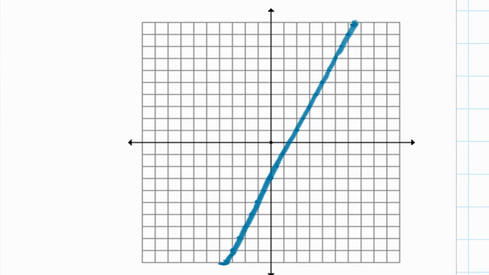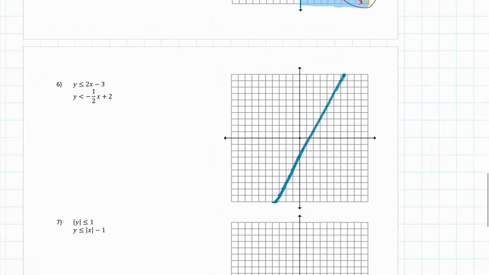There we go. Okay, then y is less than negative 2x plus 2. Let's go ahead and shade this line first. I might lose track of this. y is less than means that this is down, so this is below the line.